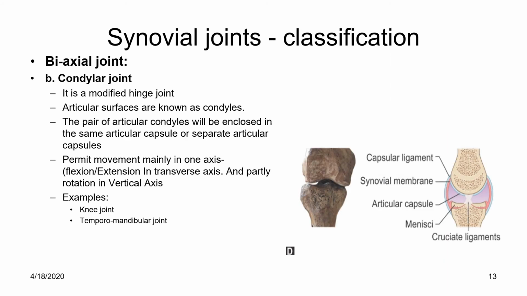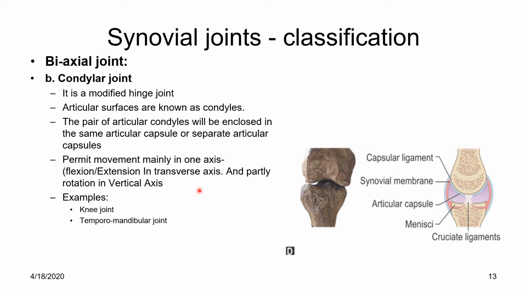Then the other variety of biaxial joint is condylar joint. Actually, it is a modified hinge joint. Articular surfaces are known as the condyles. You know about the condyles of femur and condyles of tibia. The pair of articular condyles will be enclosed in the same articular capsule or separate articular capsules. This joint permits movement mainly in one axis: flexion and extension in transverse axis and partly rotation in the vertical axis.